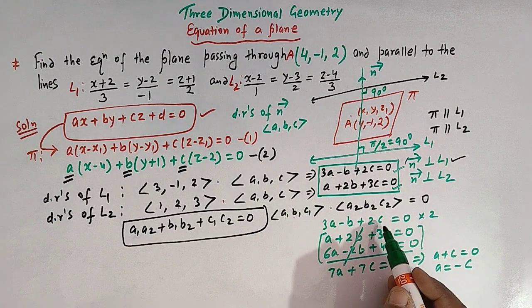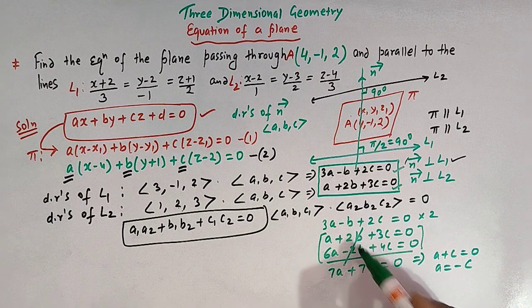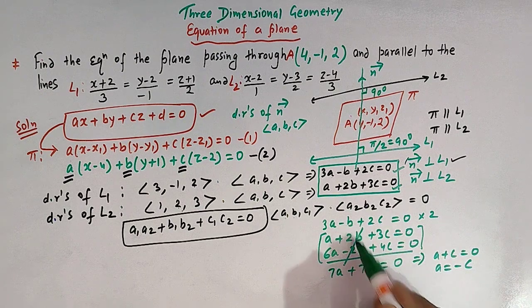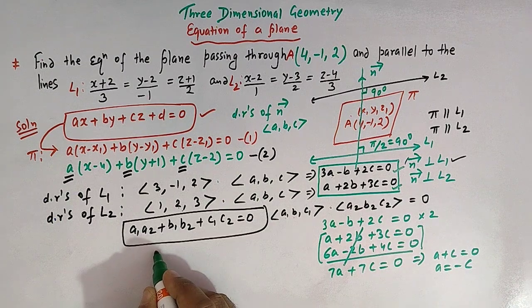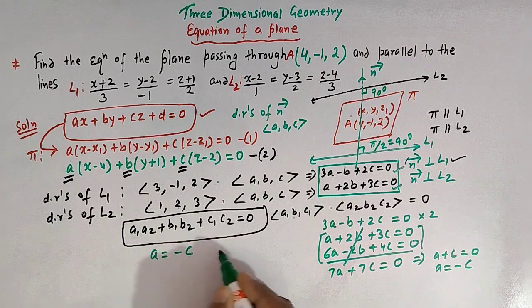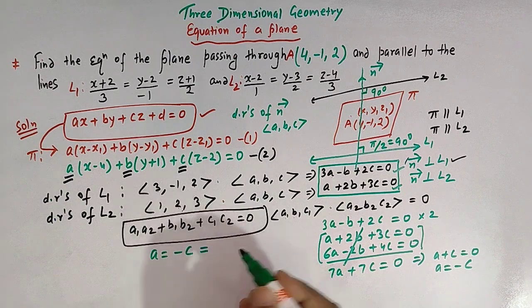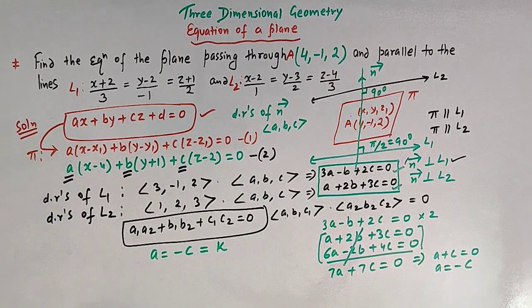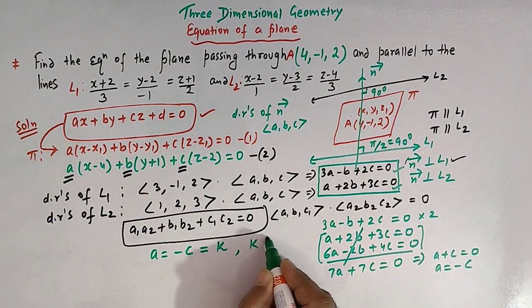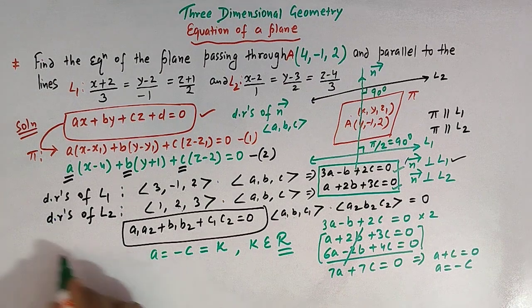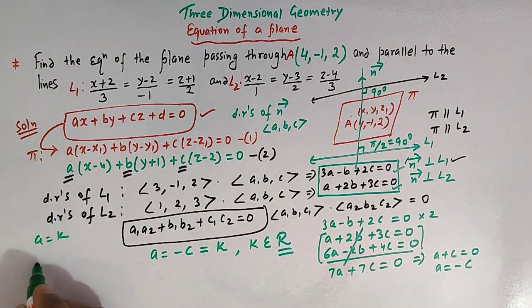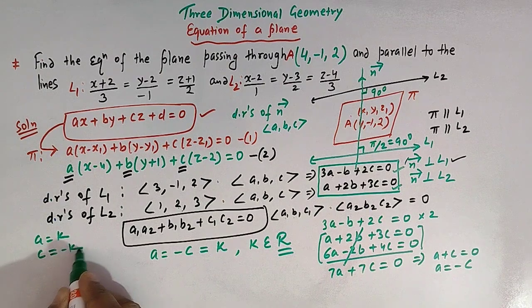So what we have done here is selected one of the variables, that is b here, and eliminated b, and then we get this equation, right? So now we have a is equal to minus c, and let us take a scalar, say k, right? So here k is some scalar or a real number, right? So the value of a is k, and the value of c is minus k, right?